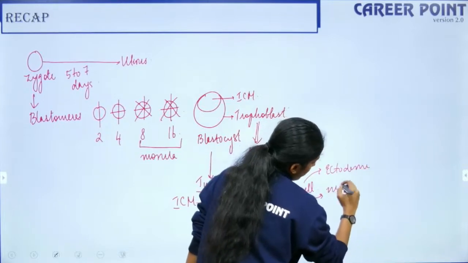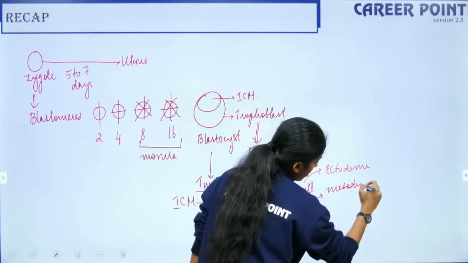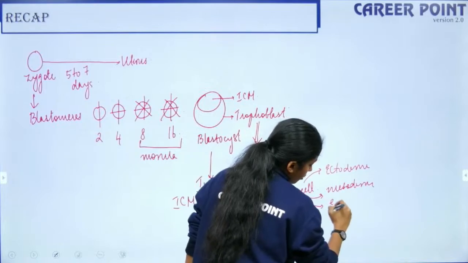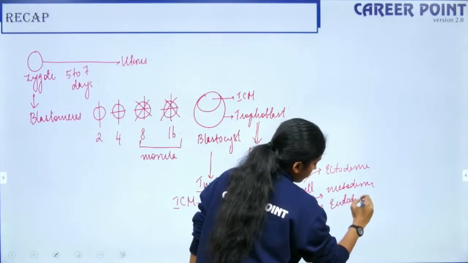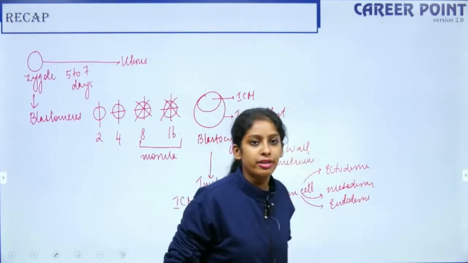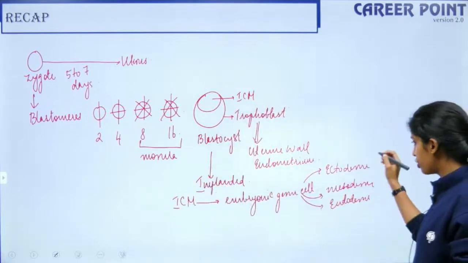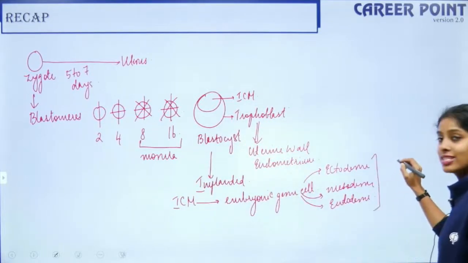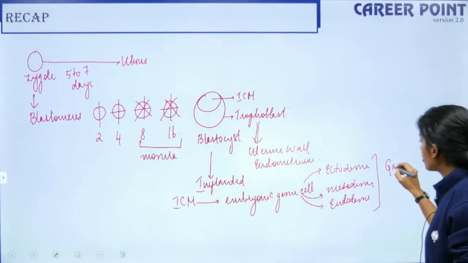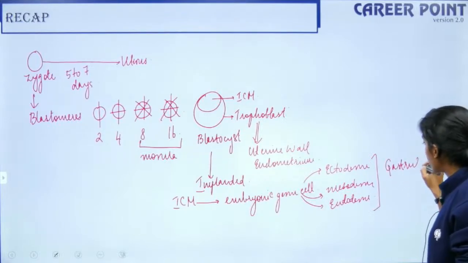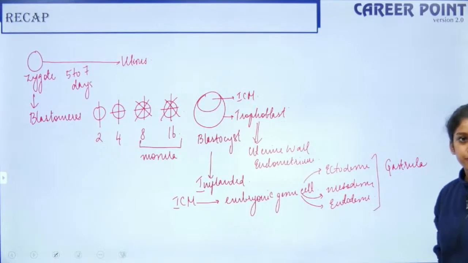Ectoderm. Then you have mesoderm, the middle layer, and then you have the endoderm. Right? The moment your inner cell mass differentiates, this is known as your gastrulation stage, or gastrula stage.